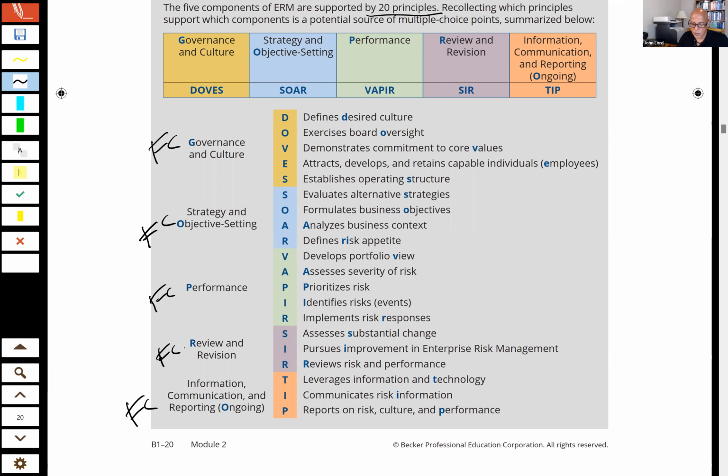I don't like mnemonics like this. I feel that you waste too much brain space trying to remember what each element of the mnemonic stood for. And then I don't know about you, but if I have a mnemonic like this that doesn't make any sense, I start arguing with the mnemonic in my head. For example, doves don't soar. They kind of flap along sloppily, every dove I've ever seen. So, I don't want to sit here and argue with the mnemonic in my head while I'm trying to remember it. So I would suggest make a flashcard that will talk about the 20 principles under the five components of enterprise risk management.